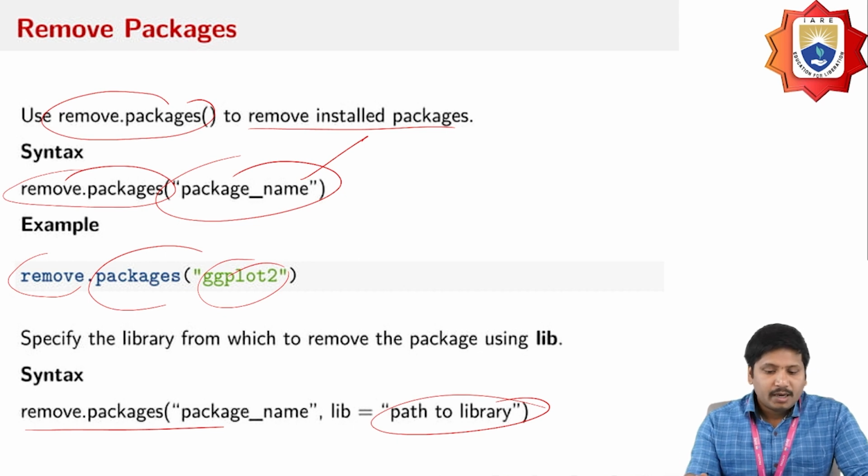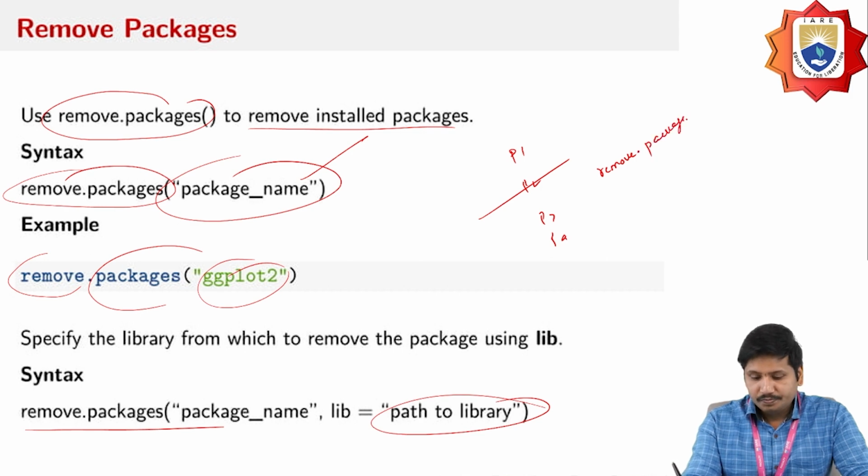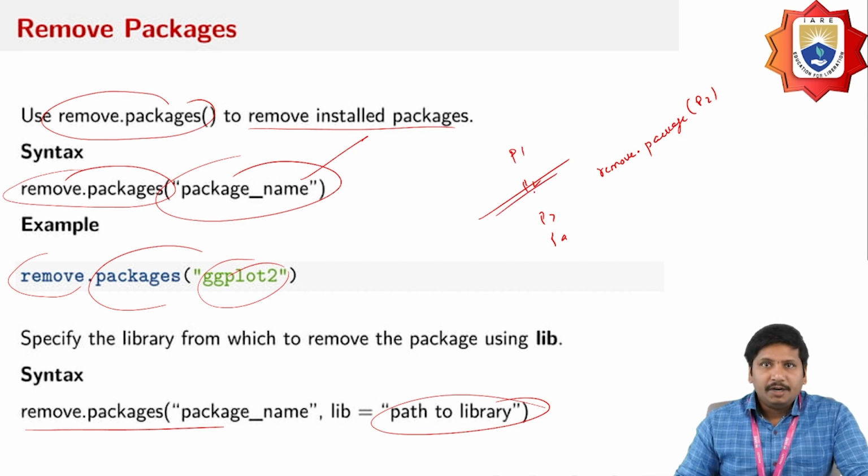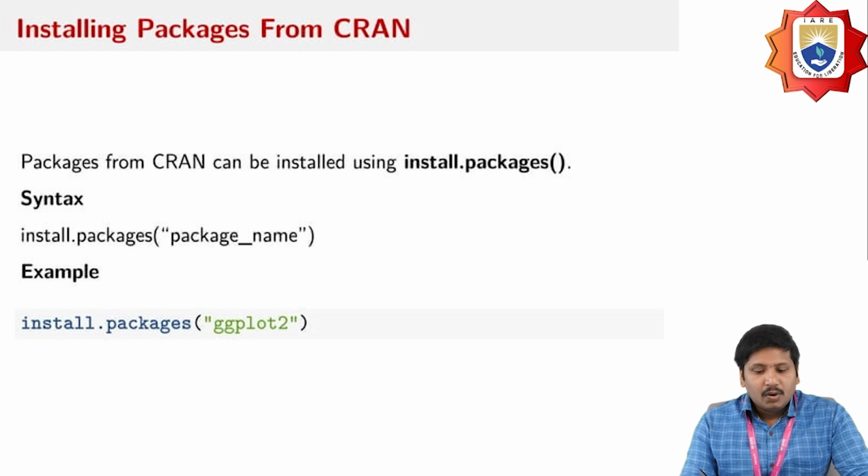So remove.packages() is also available in our programming. Suppose I want to remove one package out of P1, P2, P3, P4. What do I try then? The remove.packages() function with P2, so that this package is removed from the library. Previously I installed ggplot2, right? So that one only is going to be removed. Then, how are we going to install these packages from CRAN?